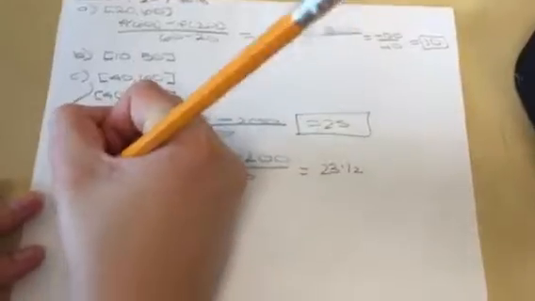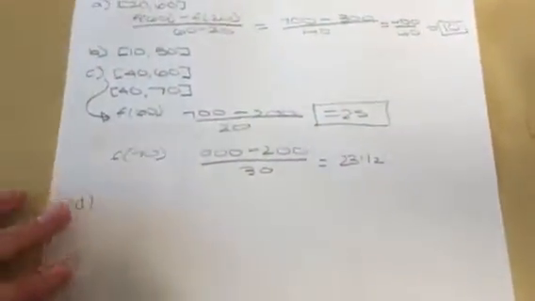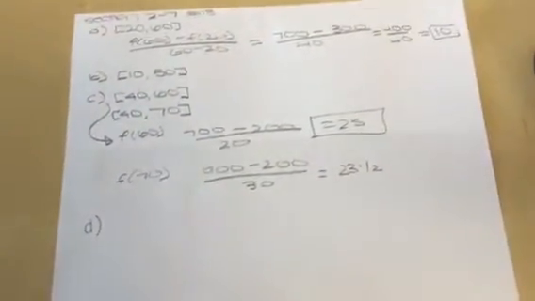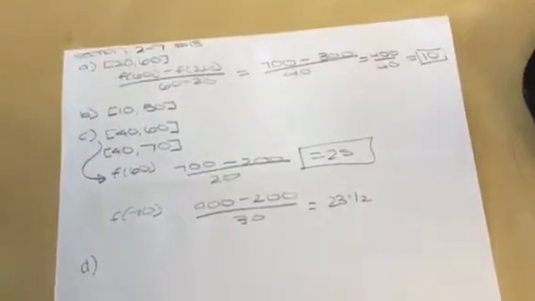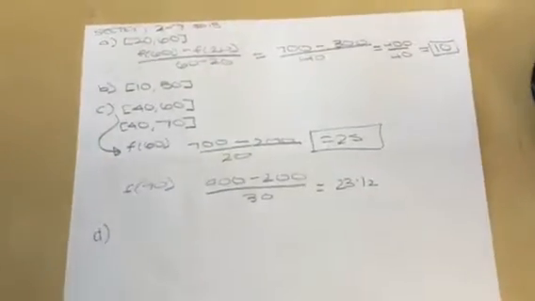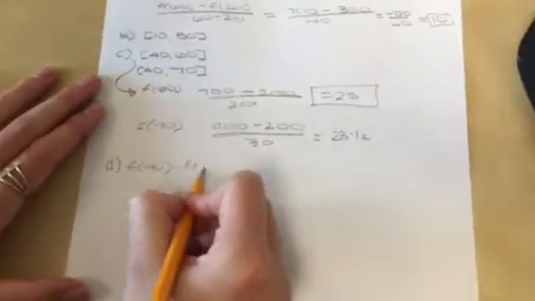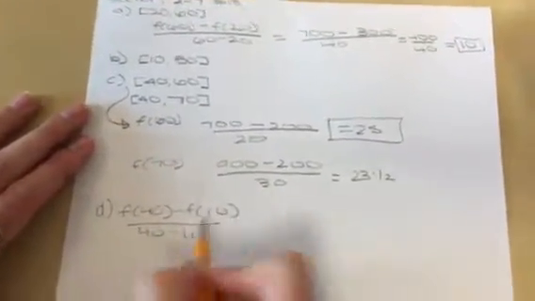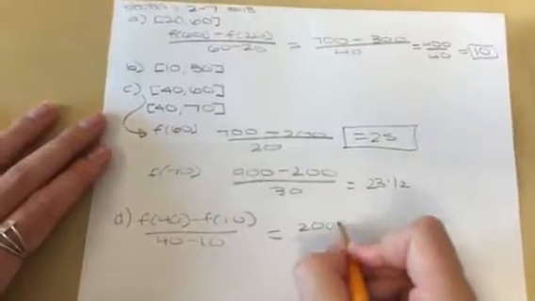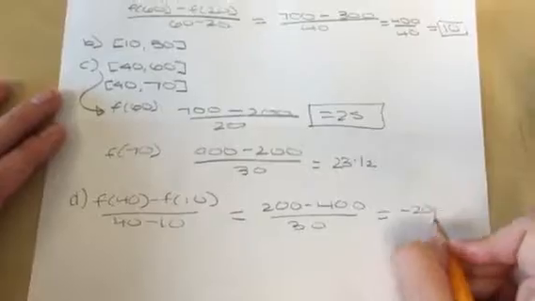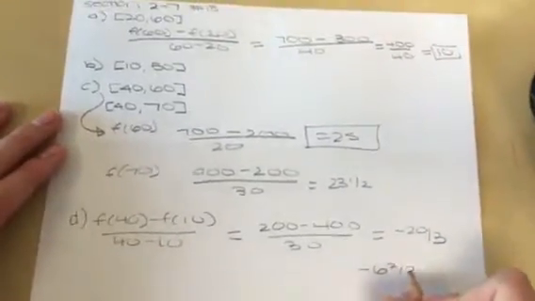And then lastly, we're going to look at letter D. It asks to compare f of 40 minus f of 10 over 40 minus 10, and what does it represent? The average rate of change represents the slope of the line segment from the interval. So for this one, it'd be from 10, f of 10, to 40, f of 40. So let's actually do it. f of 40 minus f of 10 over 40 minus 10 turns out to be 200 minus 400 all over 30, which equals negative 20 thirds, which is also negative 6 2/3.